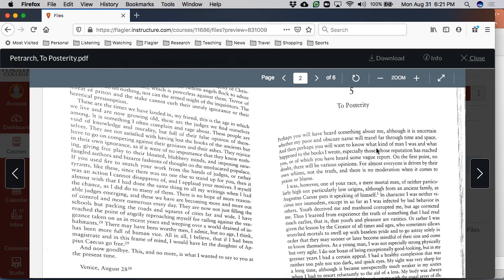So Petrarch writes a letter, and this is curious, actually. He titles it To Posterity. That title alone is curious and important. So this isn't addressed to a specific individual. This is not an ad hoc thing.